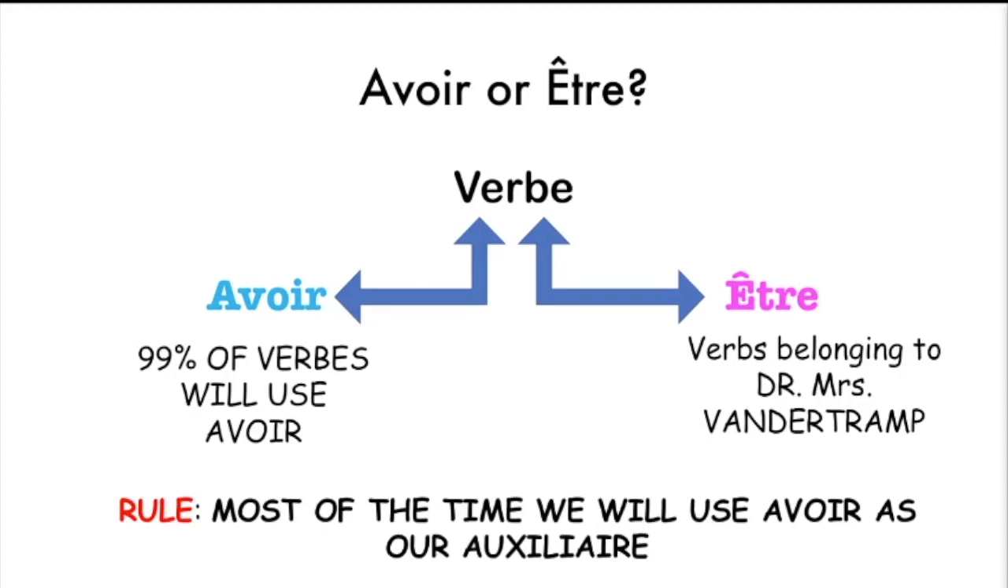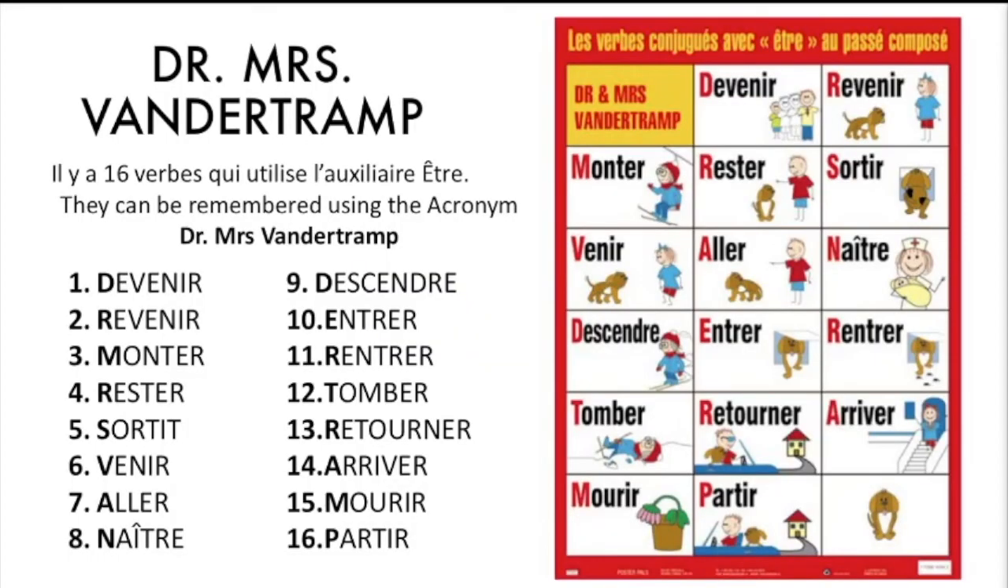But in case you're wondering, let's take a very quick look at when to use être before we get into avoir. So here's a quick look at Dr. Mrs. Vandertramp. En français, il y a 16 verbes qui utilisent l'auxiliaire être. And these 16 verbs can be remembered using the acronym Dr. Mrs. Vandertramp. So in the next video, when we talk about the passé composé with être, I'll go over this a little bit more, but it's pretty straightforward after you finish watching this video. If the verb is part of Dr. Mrs. Vandertramp, you'll use être instead of avoir as your auxiliaire.